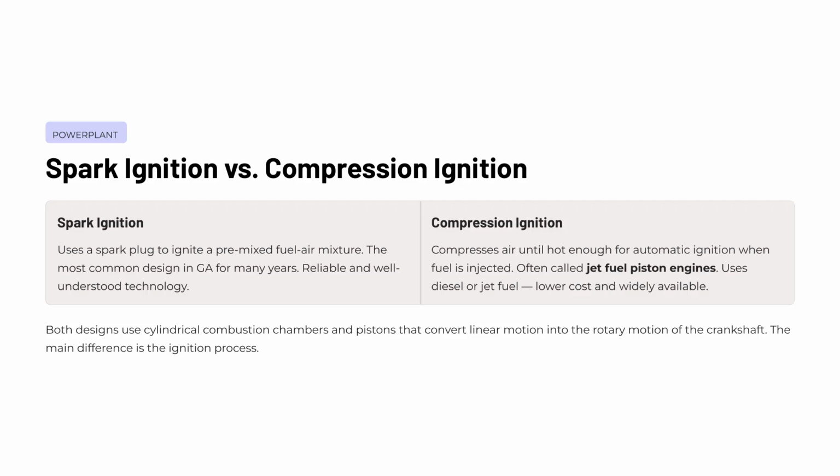Here's the key takeaway. Despite these differences in how ignition occurs, both engine types share the same fundamental mechanical design: cylindrical combustion chambers, pistons, and a crankshaft that converts the back-and-forth linear motion of the pistons into the rotary motion needed to drive the propeller. The ignition process is what sets them apart, but the core mechanical principles remain the same.